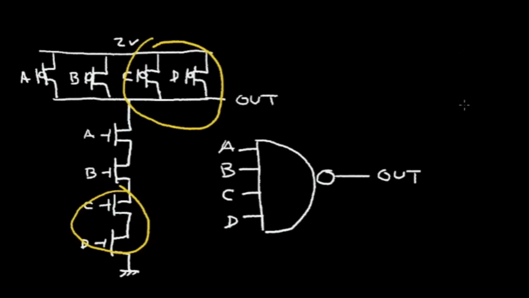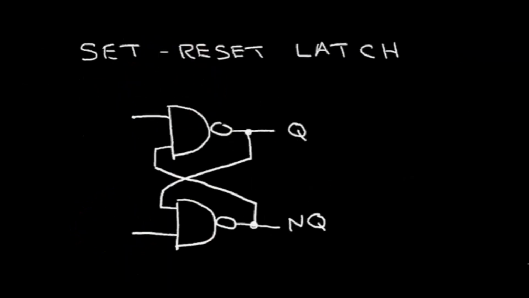So let's consider what we can do with the NAND gate and the NOR gate. So here's a simple circuit using two input NAND gates. Now this is called a SET-RESET latch. And let me label this input not set and this input not reset.